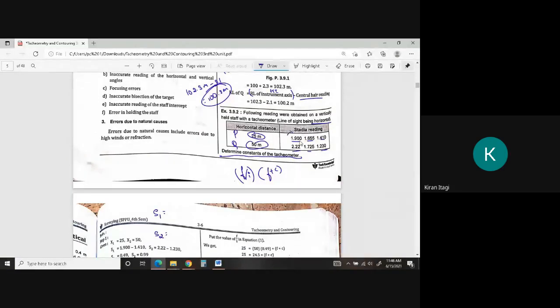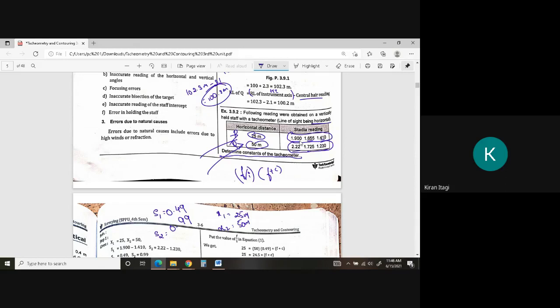First I want to determine S1 and S2. S1 is top hair reading minus bottom hair reading, 1.9 minus 1.41, which is 0.49. Now S2, top hair reading minus bottom hair reading, is 2.22 minus 1.23, which is 0.99. And we have X1 equals 25 meters and X2 equals 50 meters, as he has given.